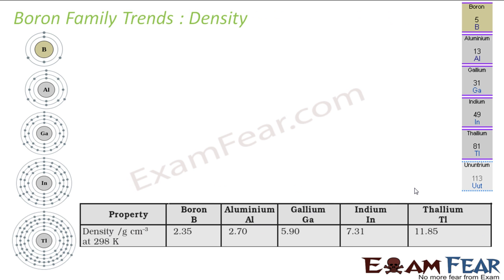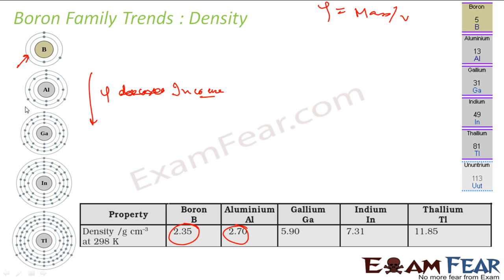Let's talk about the density now. As we go down the group, the density increases. The density of boron is 2.35. It has increased for aluminium, and gallium even more.